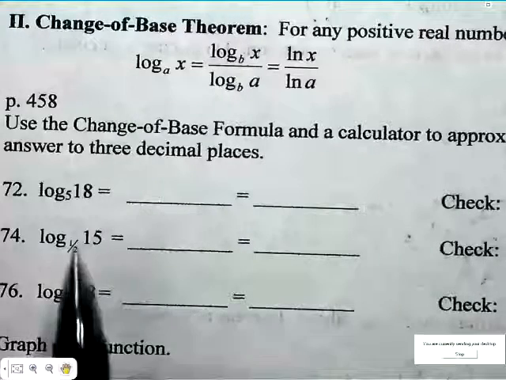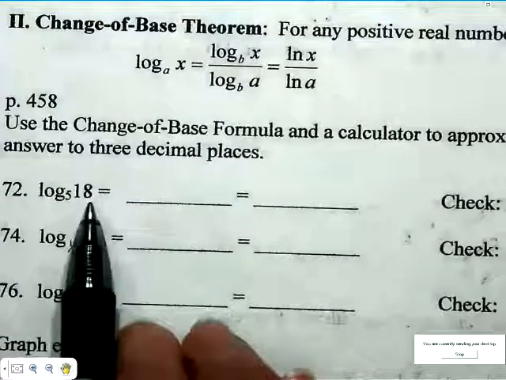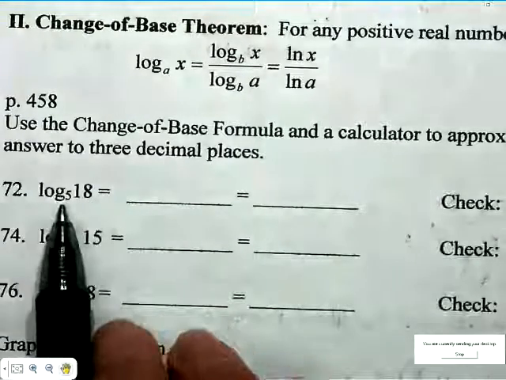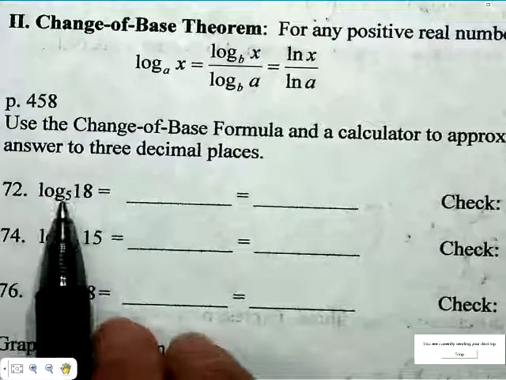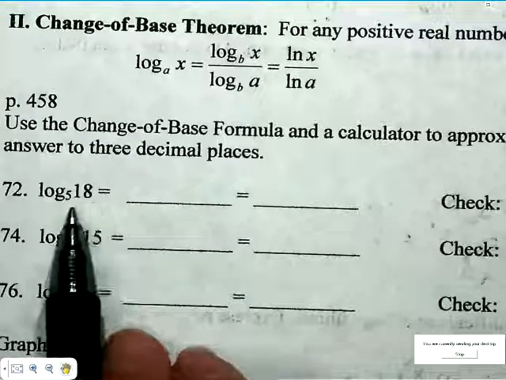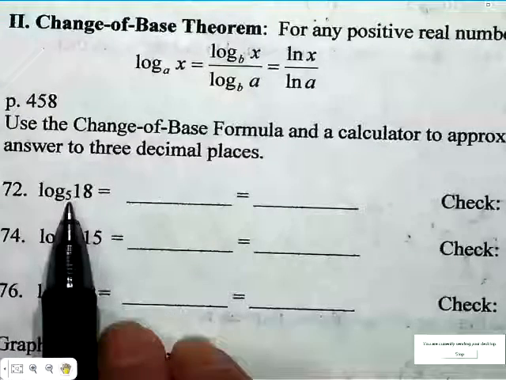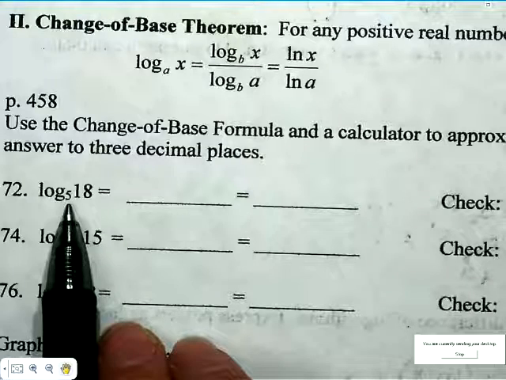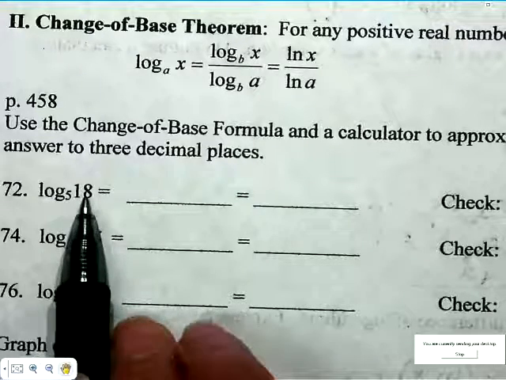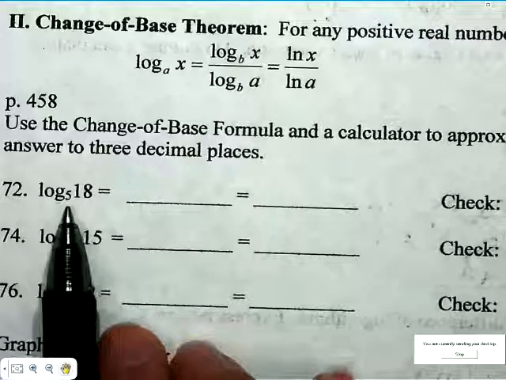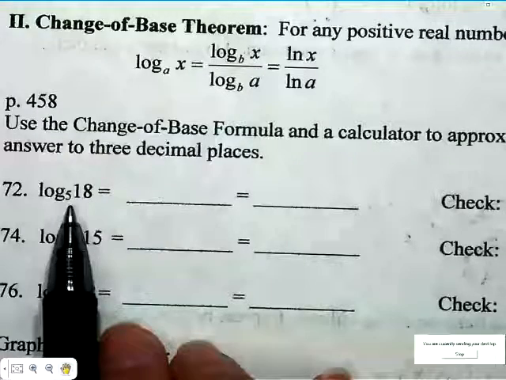But log base 5 of 18, I can't squint hard enough to tell you the exponent of 5 that'll give you 18. I can tell you it's bigger than 1 because 5 to the first is 5, but it's less than 2 because 5 squared is 25. It's something in between 1 and 2. That's all I can tell you.